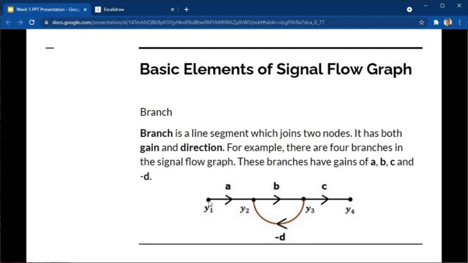From y sub 1, the signal will have gain A before entering y sub 2. From y sub 2, the signal will have a gain B before entering y sub 3. Then from y sub 3, the signal will have a gain C before entering y sub 4, and a negative D gain going back to y sub 2.